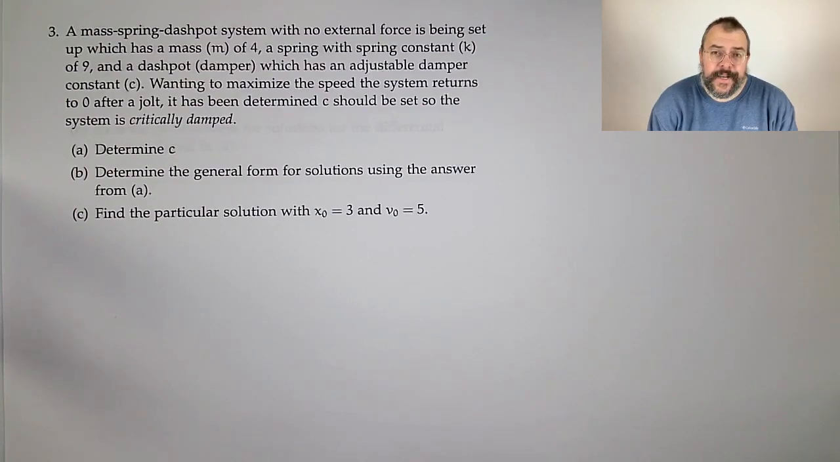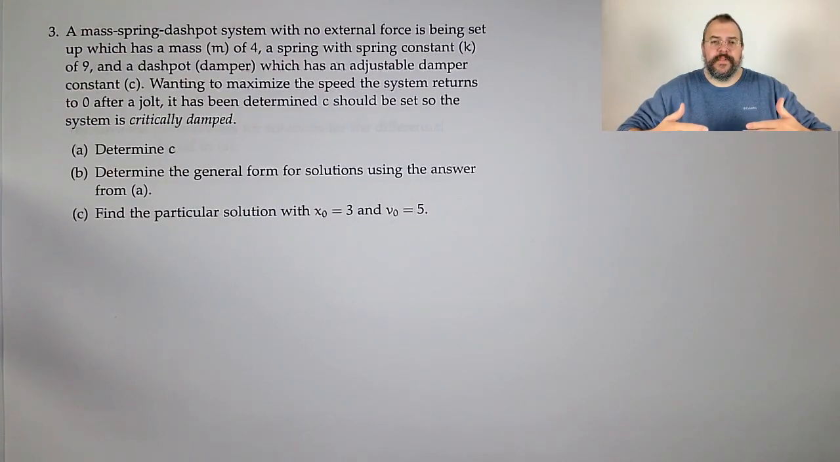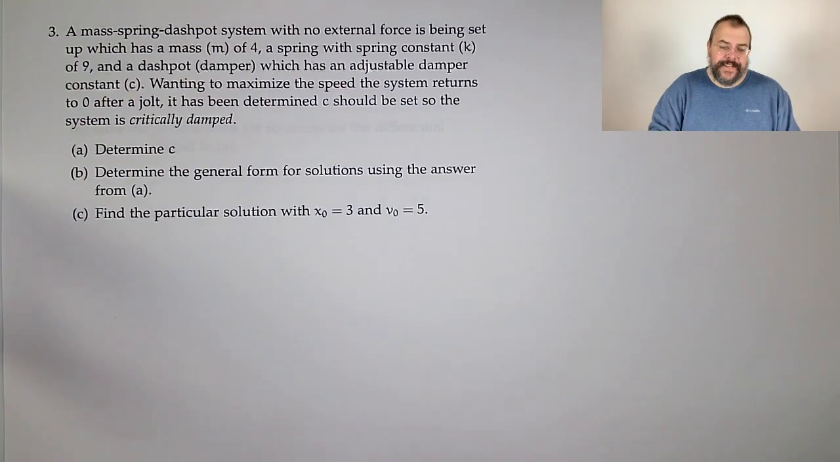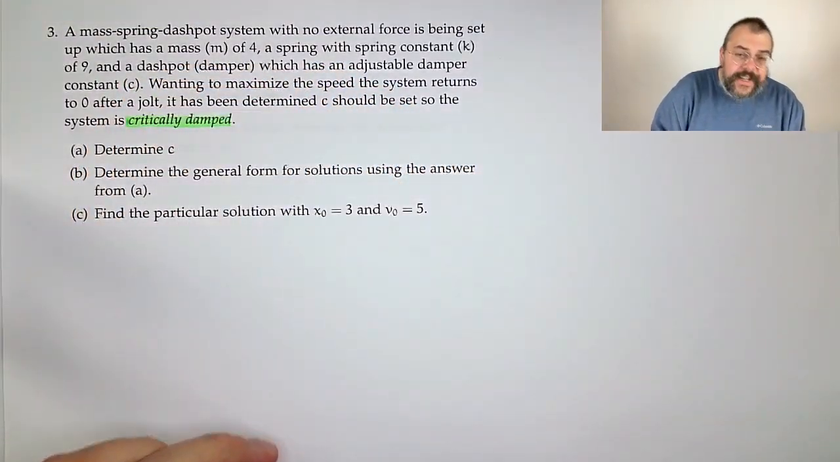So, all right, great. Now, there are 3 parts, but mostly this is just stepping us through the problem. So we have to determine the value C. We have to find the general form using the answer from part A. And we have to find the particular solution where we have some initial conditions. Now, the key thing here is this phrase. It's even been italicized: critically damped.